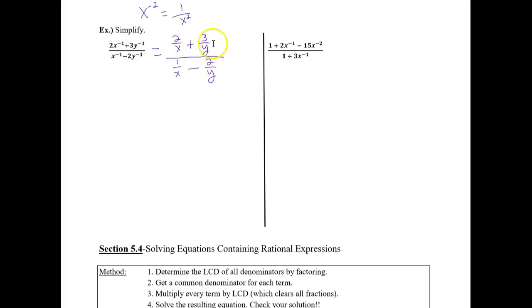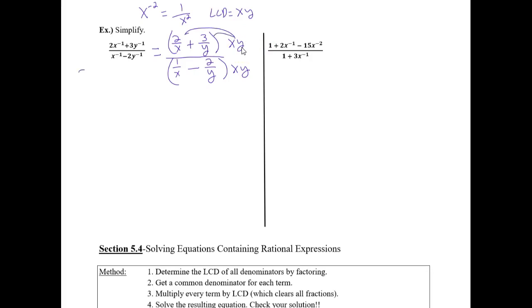They become complex fractions. Now looking at this, the LCD of the numerator would be xy. The LCD of the fractions in the denominator would also be xy. So I'm going to go ahead and use method 2 on this since they have the same LCD. We found the LCD of xy. So I take everything in the numerator times xy and everything in the denominator times xy. This is like multiplying by 1, right? xy over xy is just 1. But I need to make sure I distribute it to both terms.